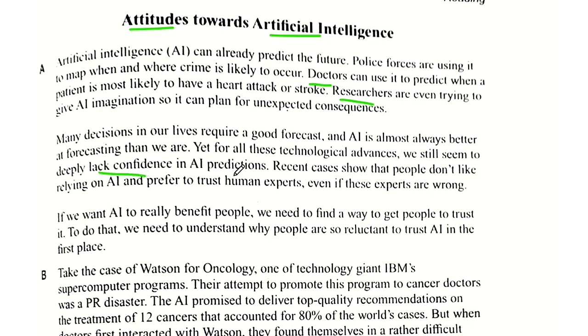Recent cases show that people don't like relying on AI, and prefer to trust human experts, even if these experts are wrong. If we want AI to really benefit people, we need to find a way to get people to trust it. To do that, we need to understand why people are so reluctant to trust AI in the first place.